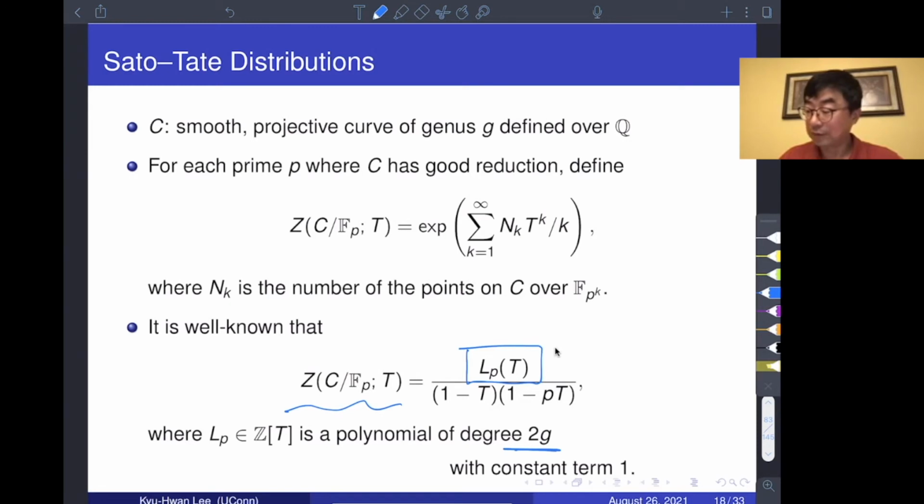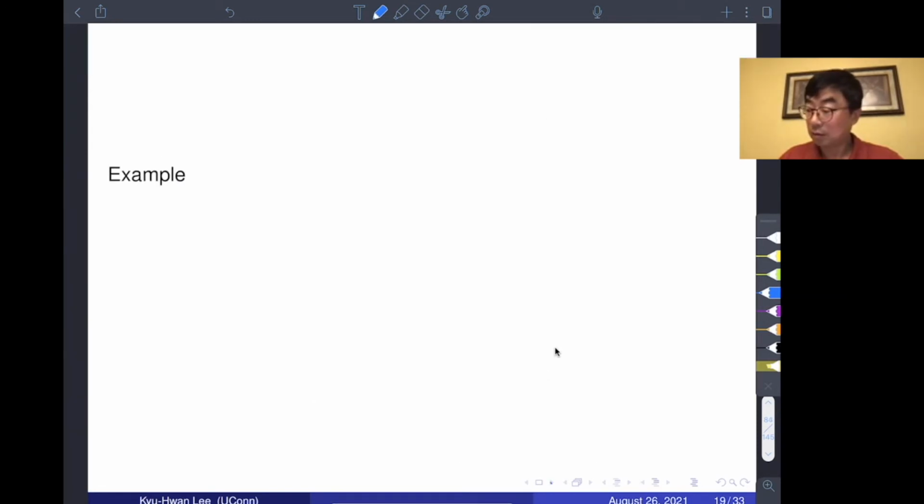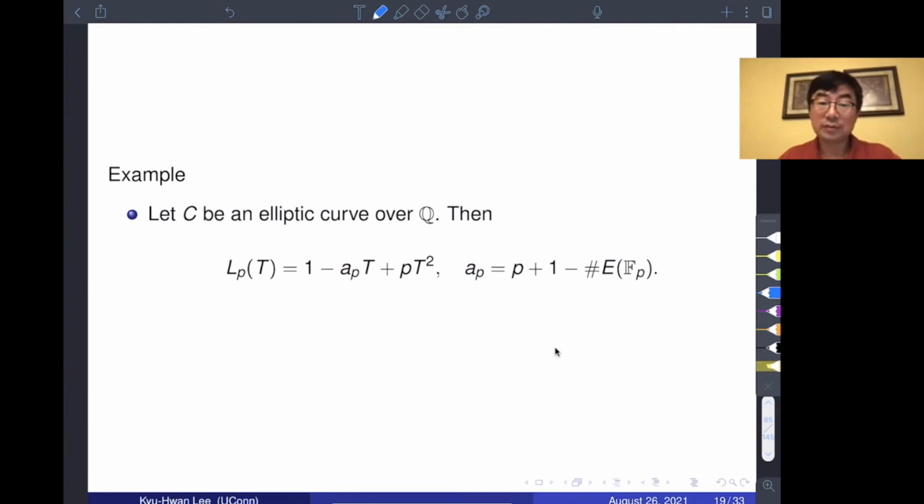That's a well-known fact. Then as an example, if C is an elliptic curve over Q, then the L polynomial has this form. Here a_p appears again. Okay.